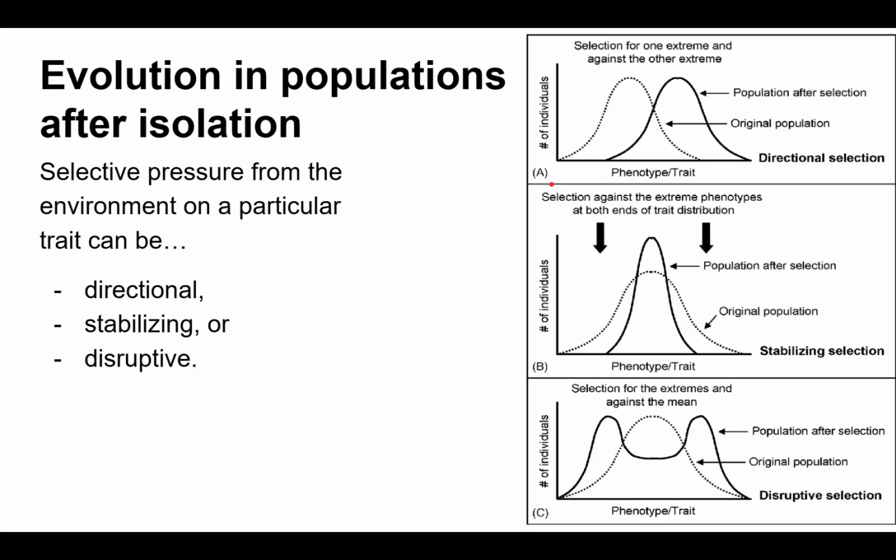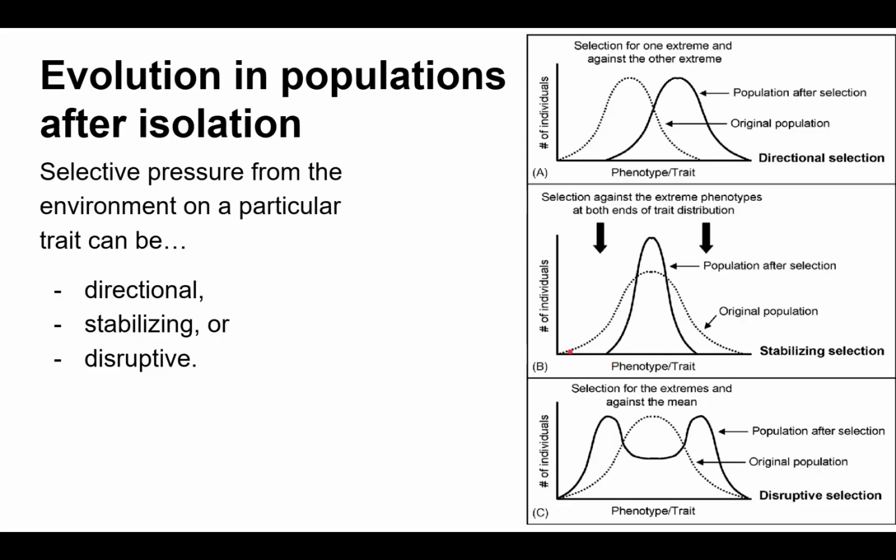That color change could also be directional. We also have something called stabilizing selection. In this case, we don't actually change the mean, but we change the distribution. So in stabilizing selection, the outliers, the ones most different from the mean, have lower fitness than the mean does. So the mean organism has the highest fitness, and what that does is decrease the variability in the population.